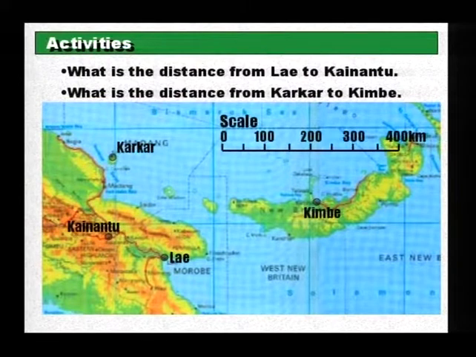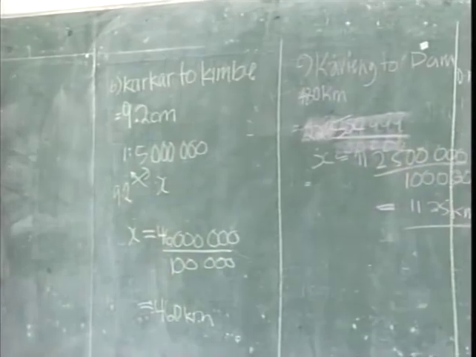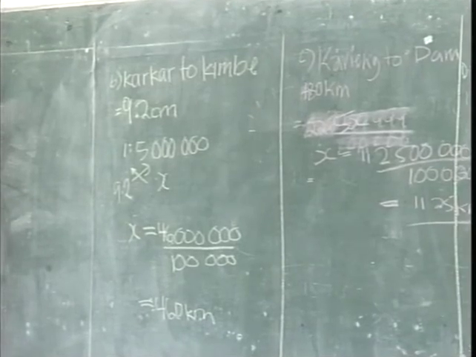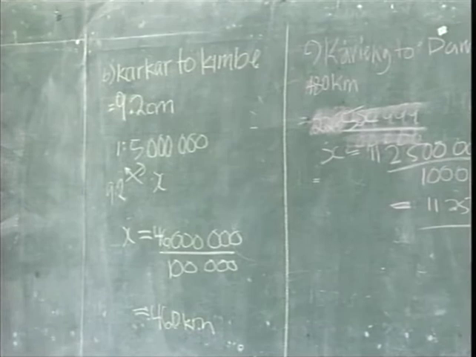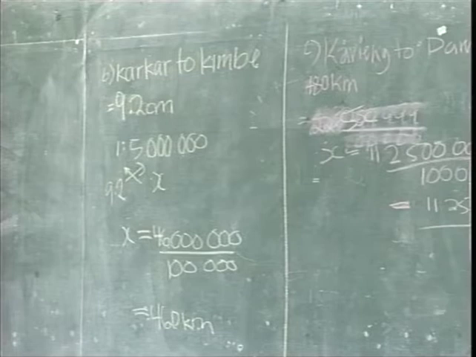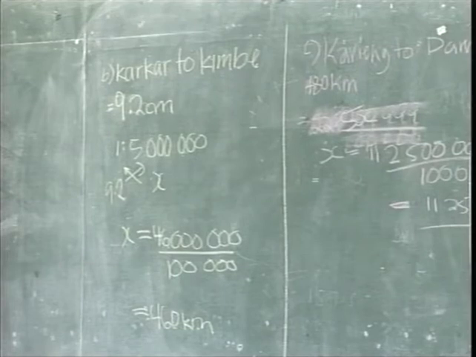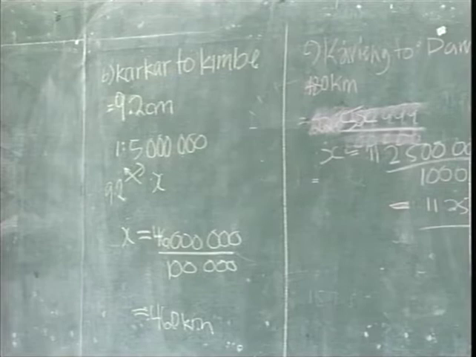That's how I got my answer. Mine was the distance from Karkar to Kimbe. When we measured it, we got 9.2 centimeters. So the scale was 1 to 5 million. So I went 9.2 times 5 million. And then I got 46 million. And then I divided it by 100,000 because 100,000 centimeters is equal to a kilometer. So I divided it and I got 460 kilometers.